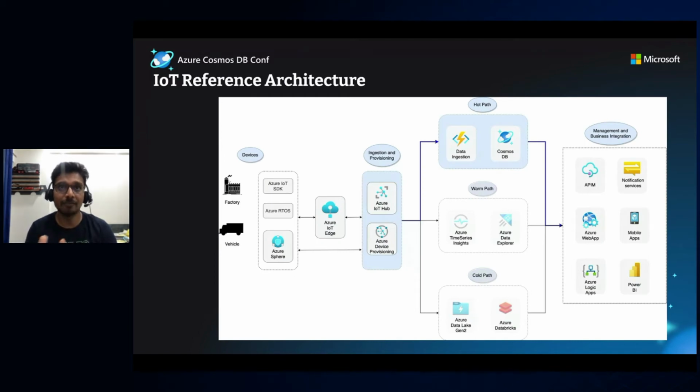So in a nutshell, we have seen a typical IoT reference architecture, which consists of three layers: devices on the left side, data ingestion, where we have hot path, warm path, and the cold path, and then we have the data reporting and data visualization layer on the right side. The session is going to focus on how we can build the hot path pipeline, and how we can leverage Cosmos DB to store the time series data which is being pumped from the IoT devices in the field.